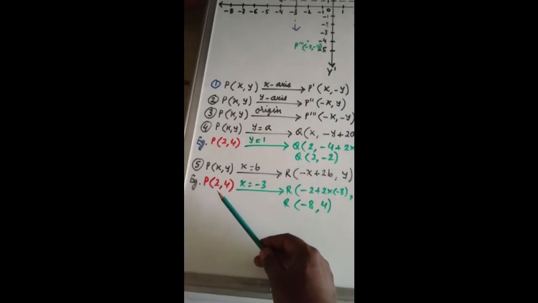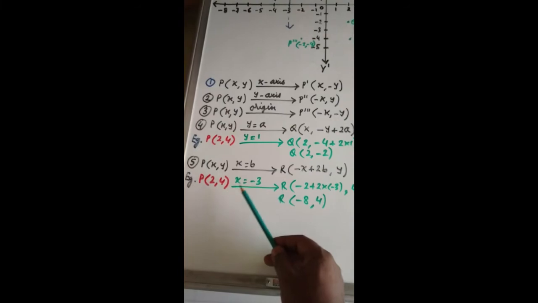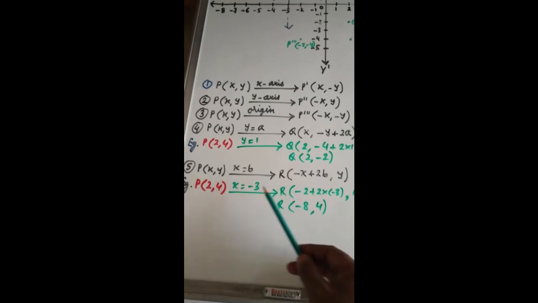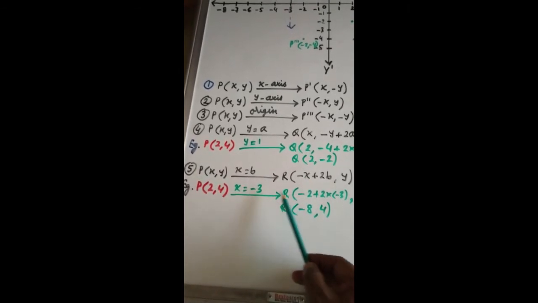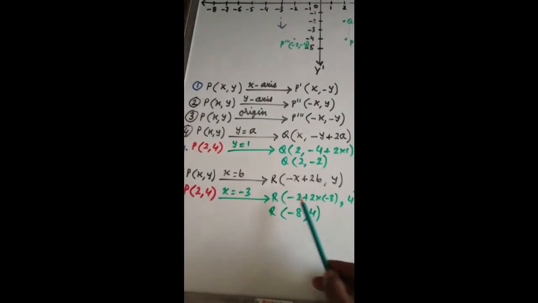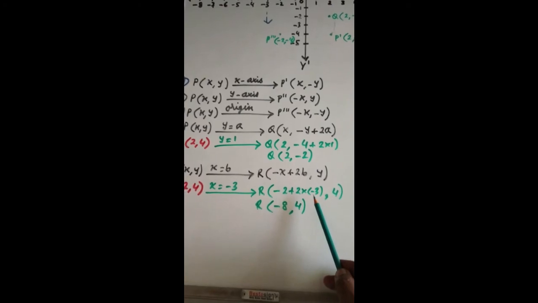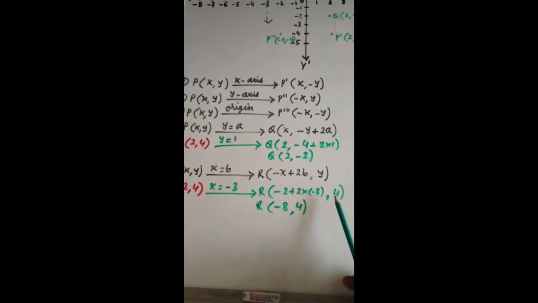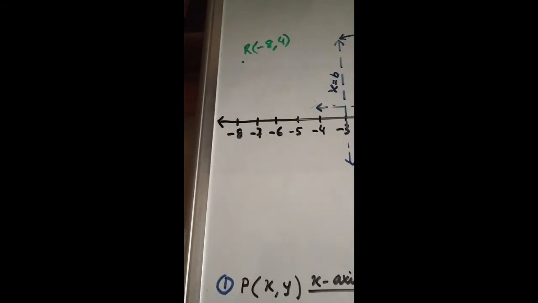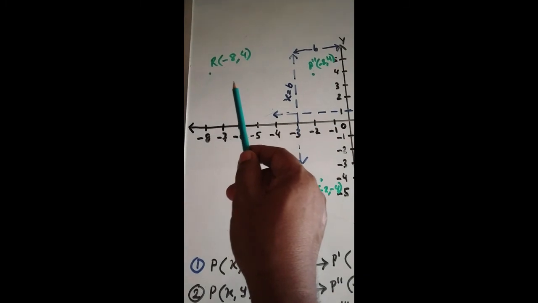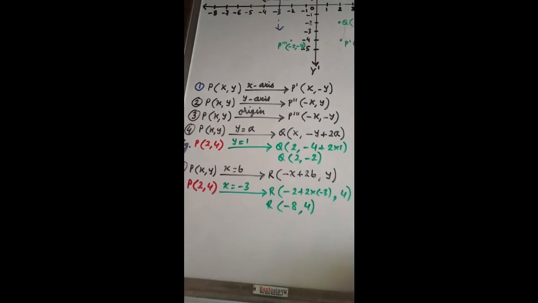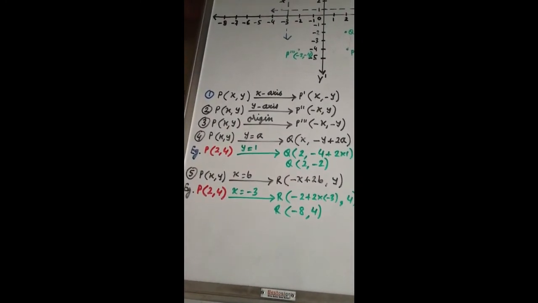So the point P(2, 4), when reflected on this line x equals -3, we get this R. So -2 is written because the formula says -x, and x is 2 here. So -2 plus 2b, and the b value is -3, so plus 2 into -3. And the y value 4 remains the same. So this on solving gives you (-8, 4). And this coordinate had also come as (-8, 4). These are the 5 different ways by which we will be required to do the reflection. Thank you.